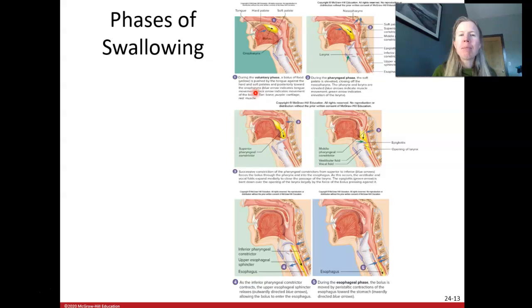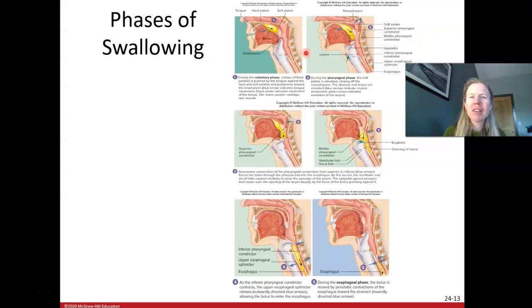So this picture is probably way too small. You're going to need to look at this in the book if you want to follow along. But notice what we've got going on here, right? This first phase they're calling the voluntary phase, where you've chewed, you've shaped this bolus of food, and then it doesn't have to be conscious, but it does require a voluntary signal from the brain, right, that now is time to swallow.